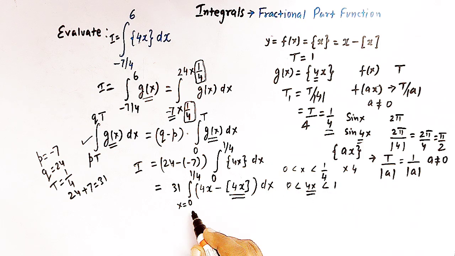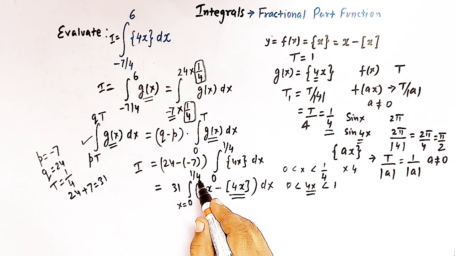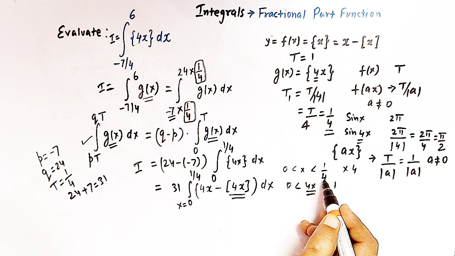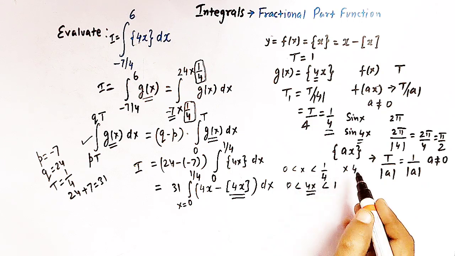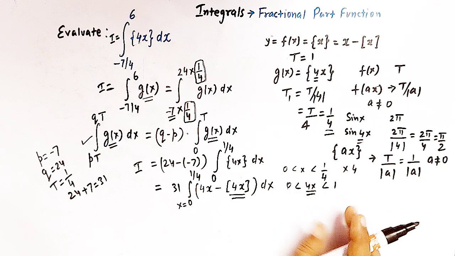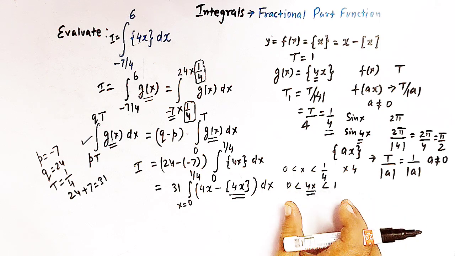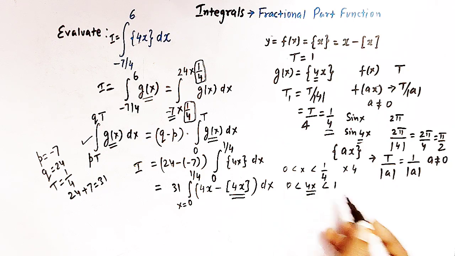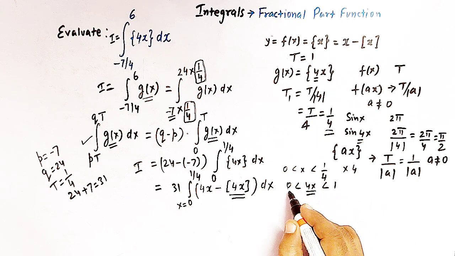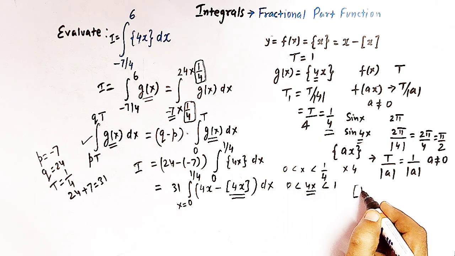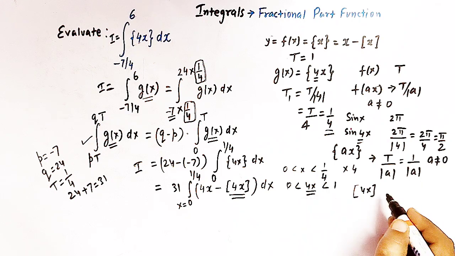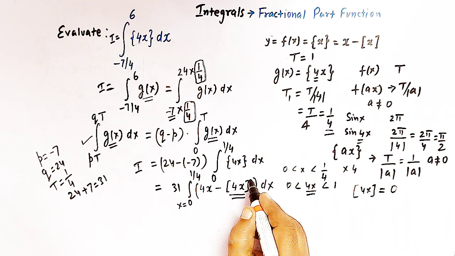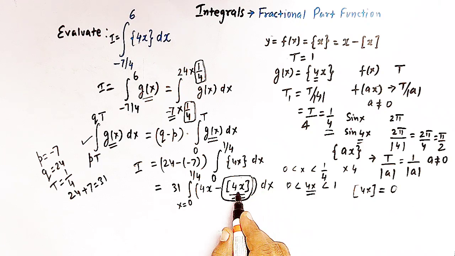So what we have done here: the limits of integration vary from 0 to 1 by 4, so x lies between 0 and 1 by 4. If we multiply this inequality throughout by 4, then we get this inequality, and this inequality claims that 4x lies between 0 and 1. So by the definition of the greatest integer function, for anything lying between 0 and 1, the greatest integer of that term should be equal to 0. So here this term is equal to 0.